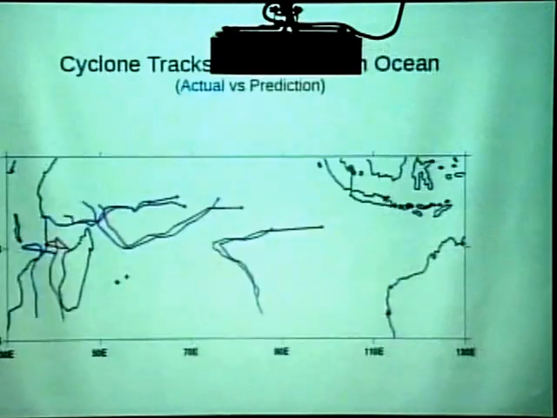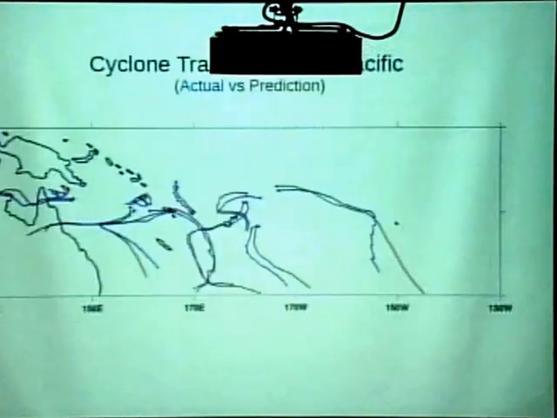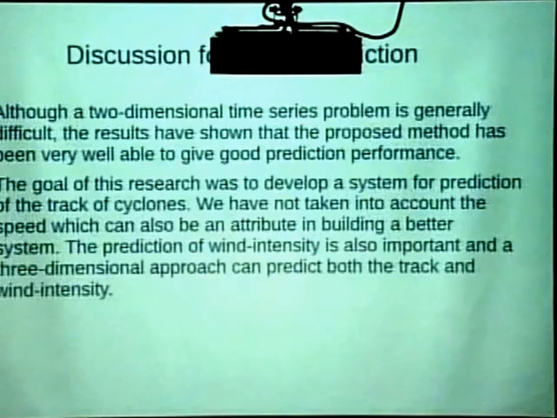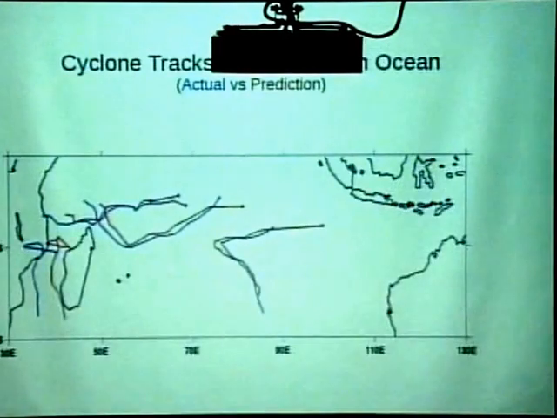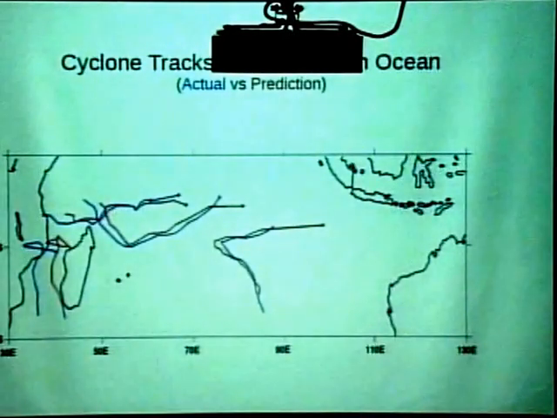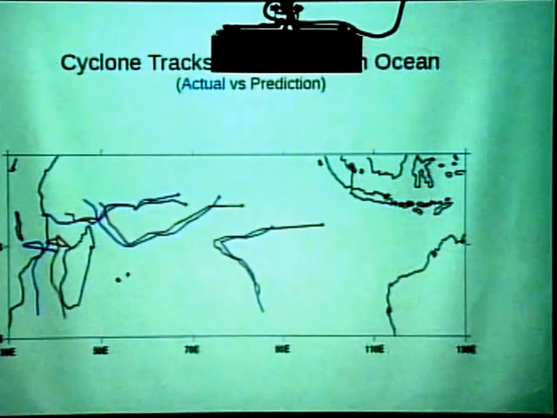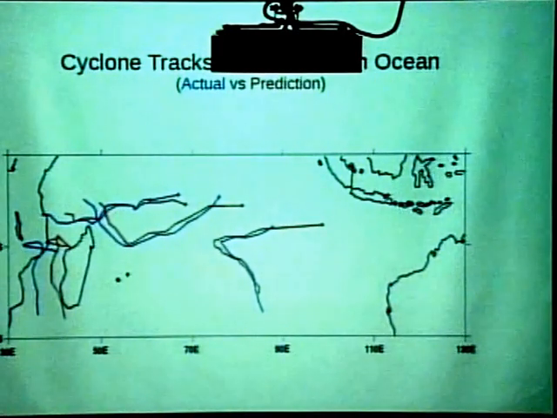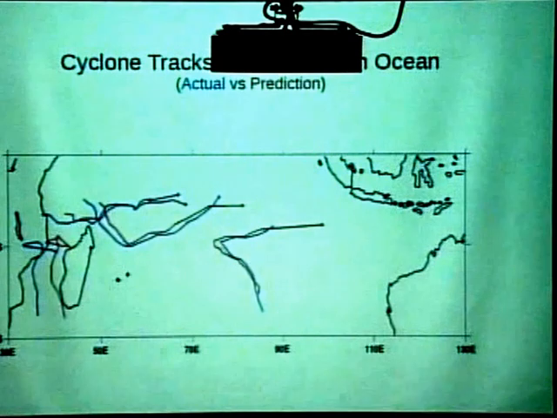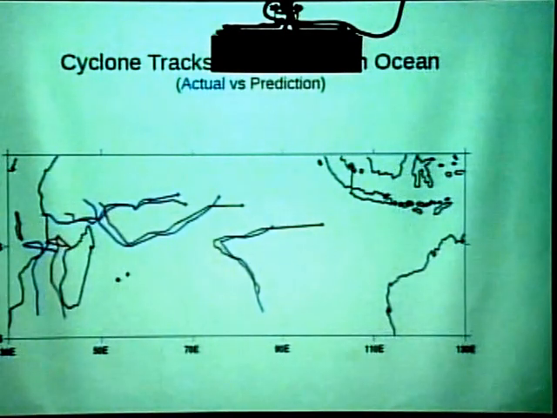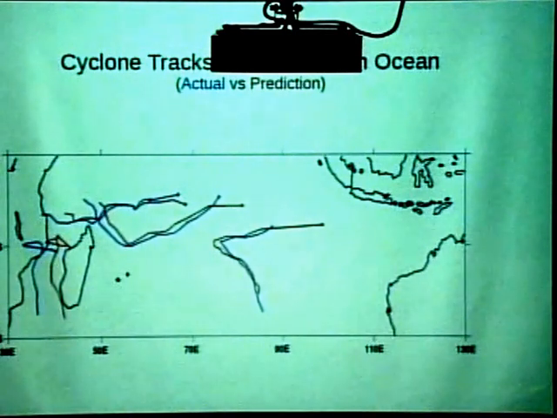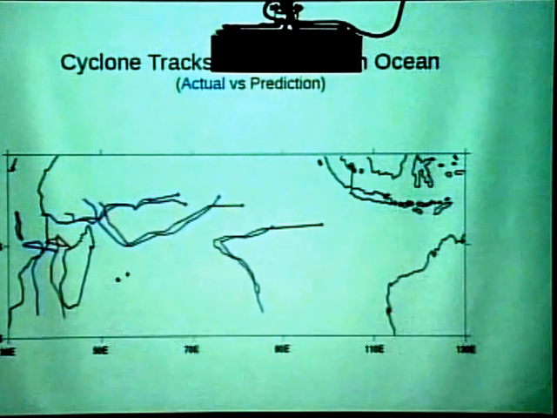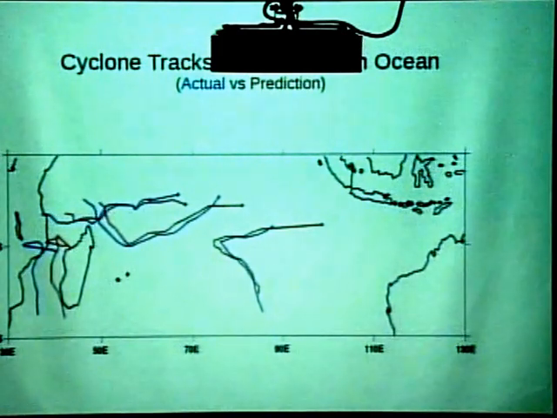And the wind intensity prediction, sorry, I did not include the results. This work we are going to present at the International Joint Conference on Neural Networks, that's in Ireland in July, for the tracks. The wind intensity work is at the Congress on Evolutionary Computation in Japan, next month.